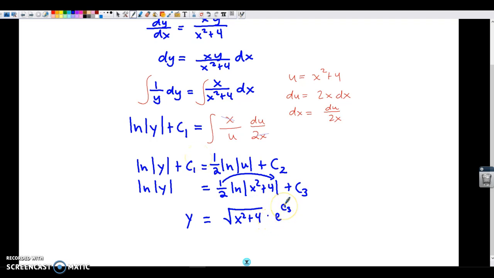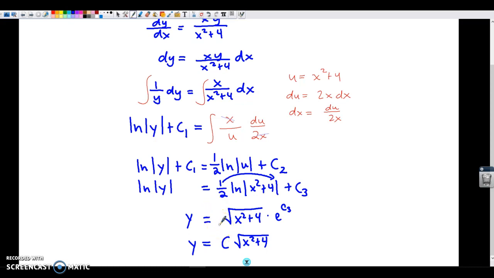And then e to the c sub 3 can just turn into your general c here. I'm going through and omitting some details, especially the fact that I let the absolute value of y disappear when I exponentiated both sides. That's just because it would mean I have a plus or minus c here, a plus or minus solution, and it doesn't matter.